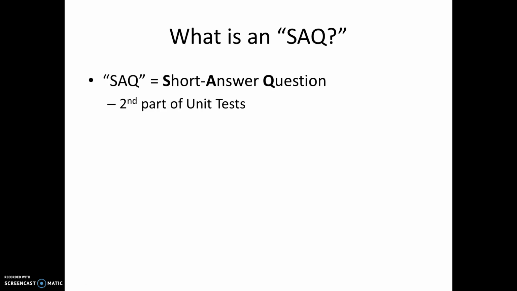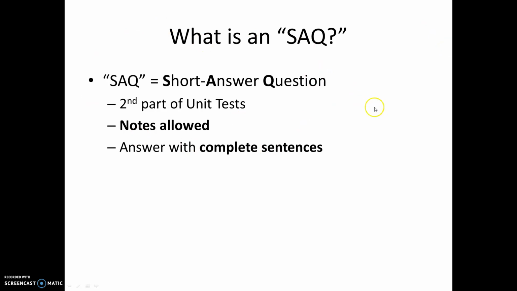On all unit tests, recall that there's going to be an objective portion. Objective meaning matching, multiple choice. The short answer question, or the SAQ, is that second part of the unit test where you are allowed to use notes. Any notes you've written or printed, anything from class that you have completed, you are allowed to use to respond to SAQs using complete sentences. You have two choices, and you have to select one choice.